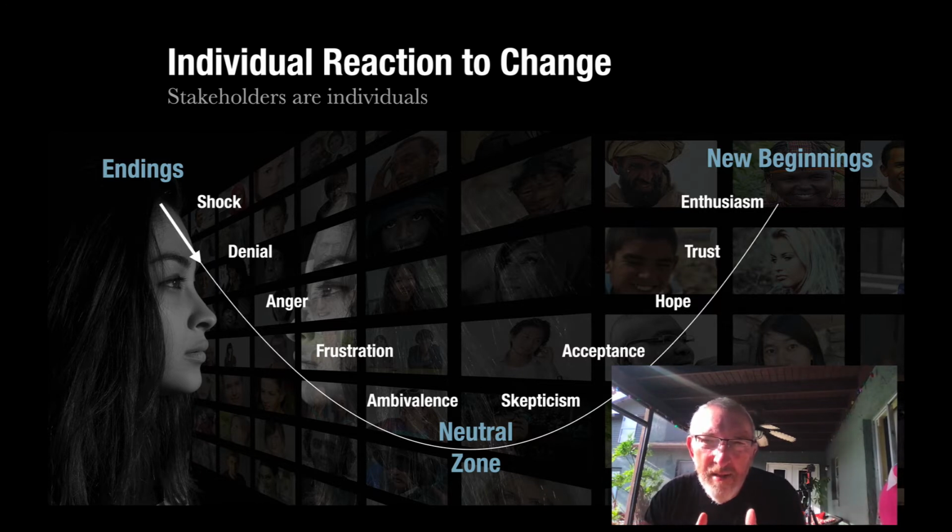But then in the middle, there's where we just kind of float around. The stages that we go through are shock, denial, anger, frustration, ambivalence. And what's interesting is it's not necessarily linear. You could go right to ambivalence. Oh, this doesn't bother me.